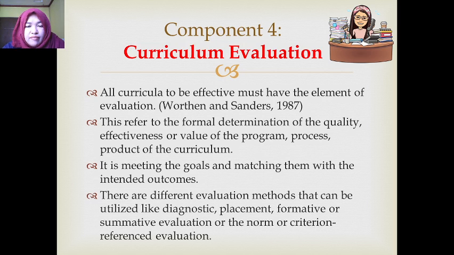So, there are different evaluation methods that can be utilized, like diagnostic, placement, formative, and summative evaluation, or the norm or criterion referenced evaluation. So, curriculum evaluation is very important to check whether our objectives in making the curriculum have been attained, or if there is a need to change what is in the existing curriculum, and what are the things that we need to retain, no? So even the things that we need to revisit in order to give this quality education and meaningful learning experiences.